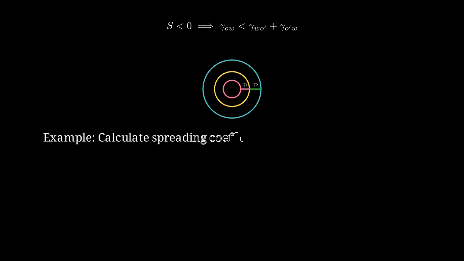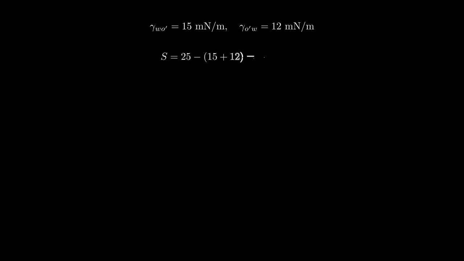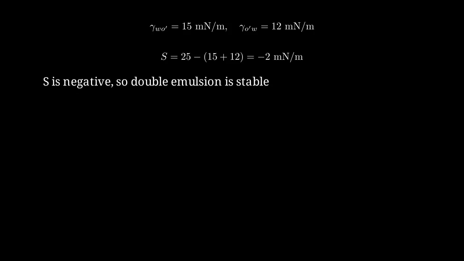Let's calculate a spreading coefficient with realistic values. Outer oil-water interfacial tension is 25 millinewtons per meter. Water-middle oil tension is 15, and middle oil-water tension is 12 millinewtons per meter. The spreading coefficient equals 25 minus 27, giving negative 2 millinewtons per meter. Since S is negative, this double emulsion configuration is thermodynamically stable.